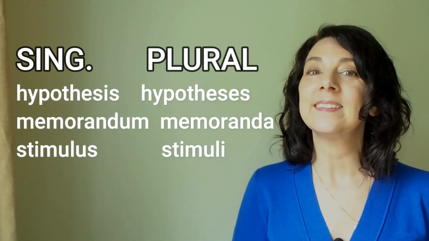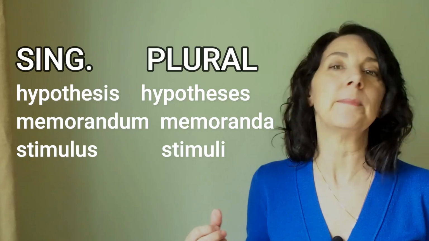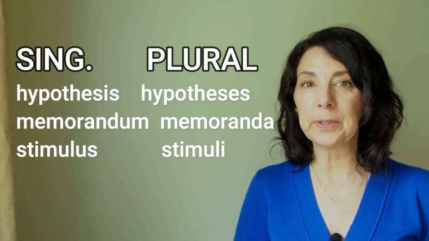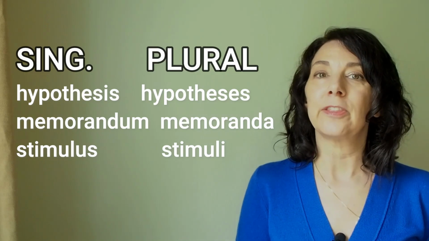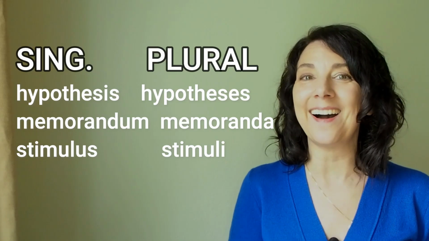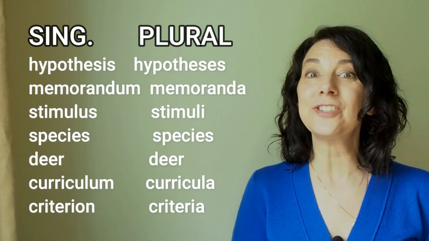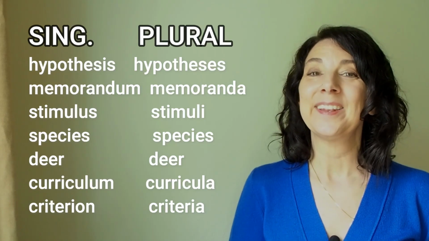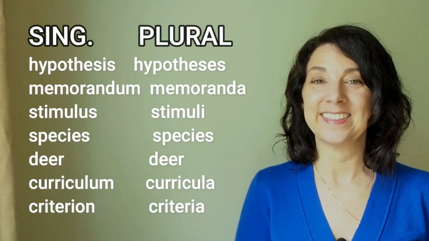Number 3, stimulus. So a stimulus is something that could be shown to someone that makes a person react in a certain way. We often use this in scientific experiments or other formal situations, especially in science. The plural form is stimuli. And notice that we pronounce it with the I sound at the end, stimuli. Number 4, species. The plural form is the same, species. Number 5, deer. The plural form is the same, deer.